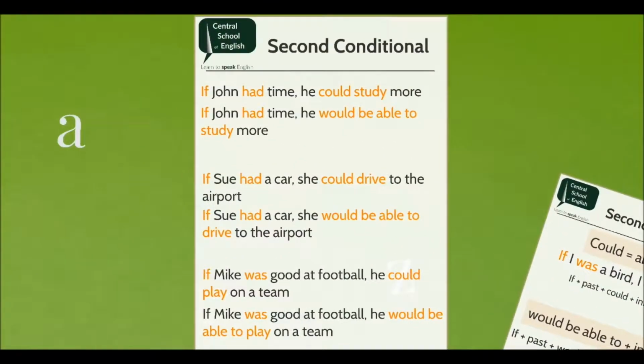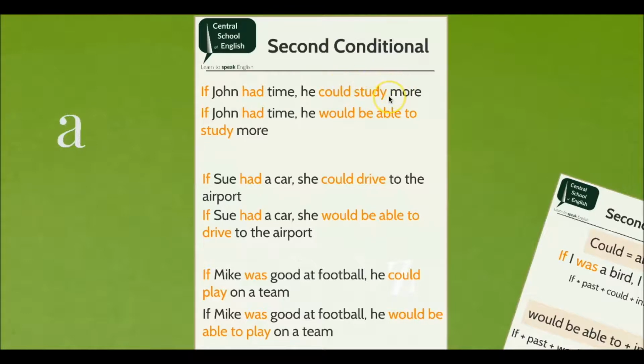Let's compare some second conditional sentences using the modal verb could, or the structure would be able plus to plus the infinitive, to speak about possible, imaginary or hypothetical situations. If John had time, he could study more. Or, if John had time, he would be able to study more. In these sentences, we use the second conditional because John does not have a lot of time. We are imagining a situation.